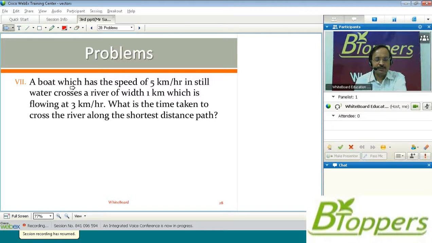A boat which has a speed of 5 km per hour in still water crosses a river of width 1 kilometer which is flowing at 3 km per hour. What is the time taken to cross the river along the shortest distance path?